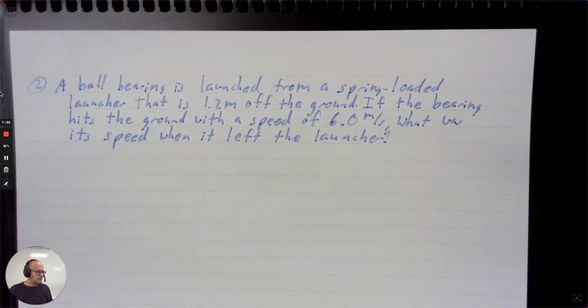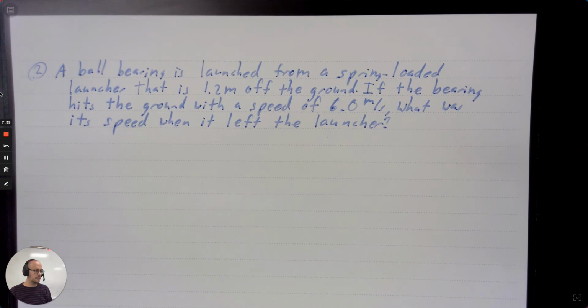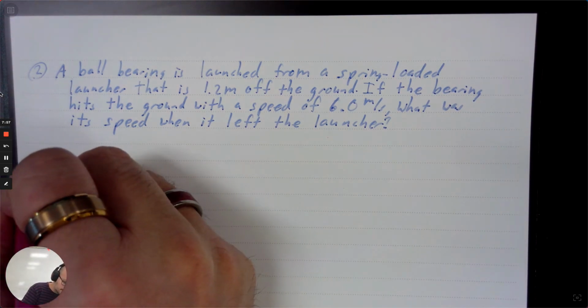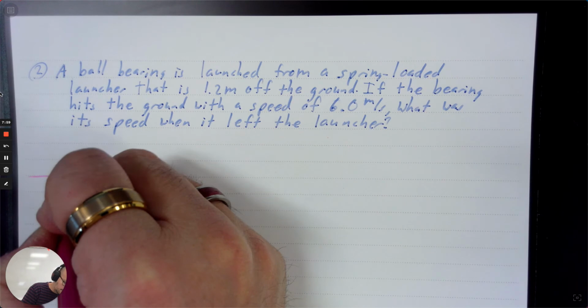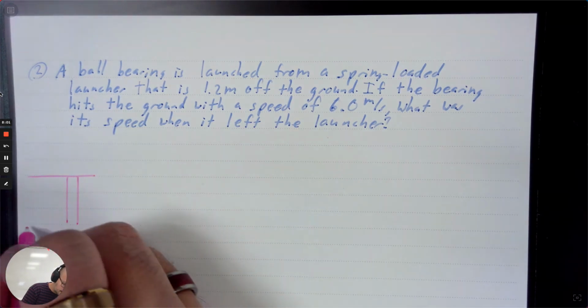We have a ball bearing that is launched from a spring-loaded launcher that is 1.2 meters off the ground. If the bearing hits the ground with a speed of 6.0 meters per second, what was its speed when it left the launcher? Now, here's another nice part of energy. This is a fairly complicated problem if it were a projectiles problem, but it's not. So we're going to see if it's easier, or hopefully it's going to be easier to analyze with energy.